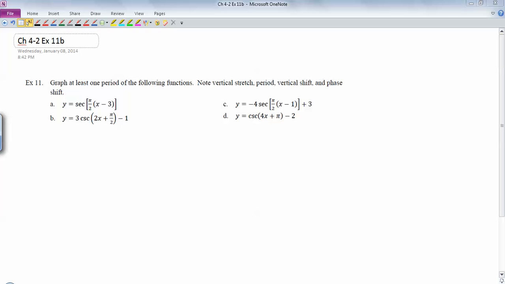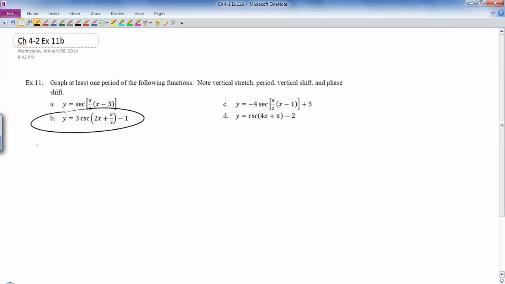Okay, so for this video, I want to look at Chapter 4.2, example packet number 11b, which is a graphing of a cosecant problem. It's a transformation one. And so here, let's look at it. So it's going to be this one.